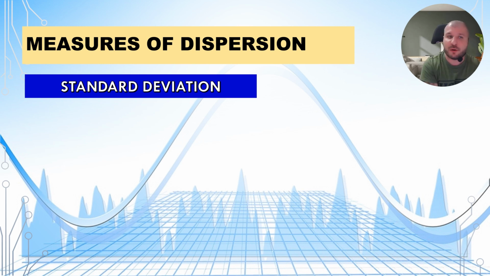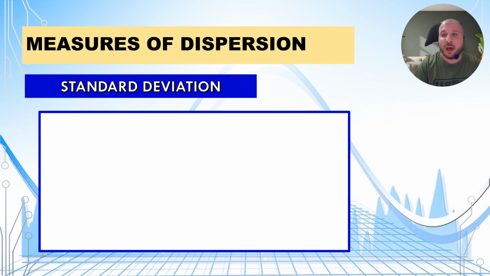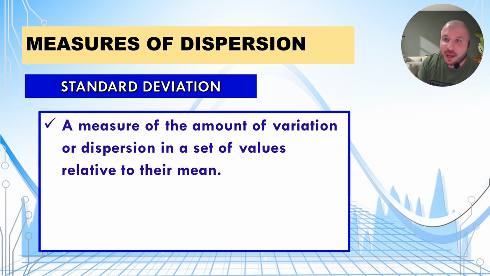Now, we will start with the standard deviation, which surely rings a bell because you might have seen that when you were at primary school. So it's a measure of the amount of variation or dispersion in a set of values relative to their mean. I know this is a very statistical definition.